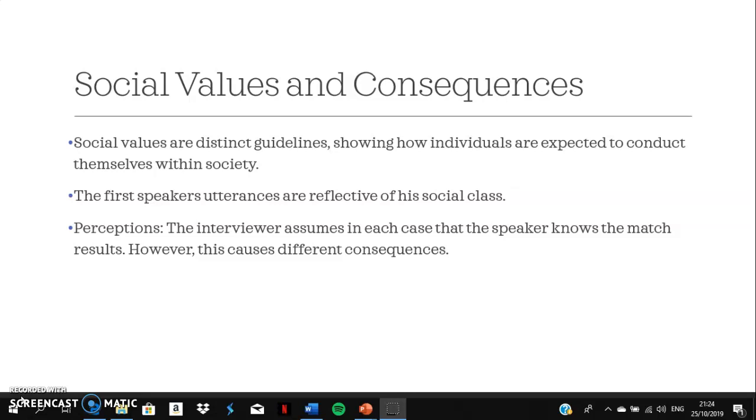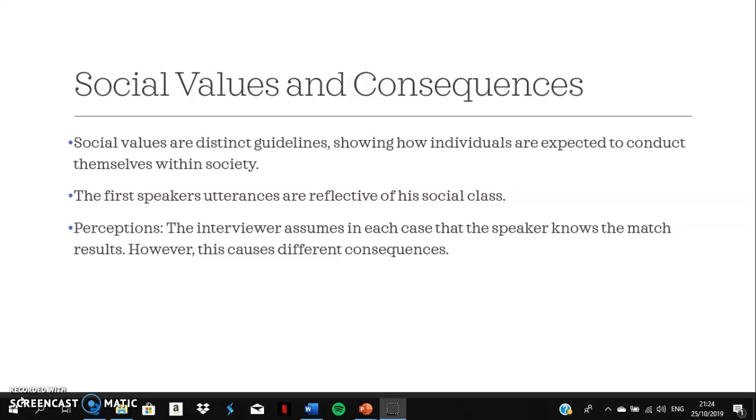The perceptions are the assumptions made by the interviewer. In each case, an individual is wearing their county colours, which indicates they're supporting their county. Thus, the interviewer assumes that they will have thoughts or knowledge on their recent team's performance.